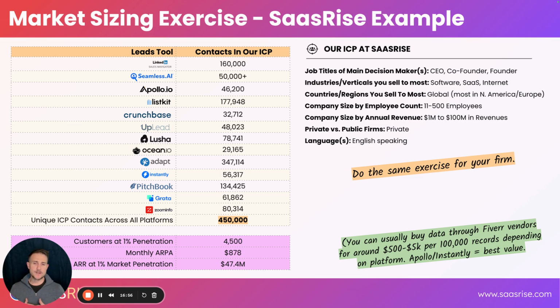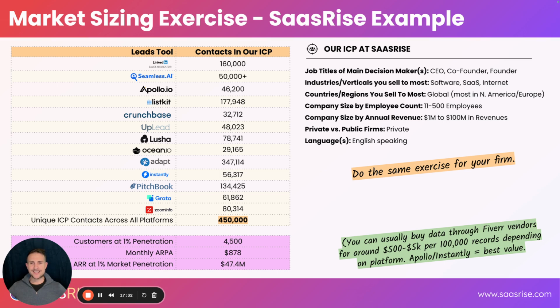And what we did is we looked at all the main lead prospecting tools from LinkedIn Sales Navigator to ZoomInfo. And we added up all the contacts that are in our ideal client profile, which you can see there is defined on the right. And once we exported the list from all of these various platforms, we ended up with about 450,000 unique contacts in our ICP. And that's a rough estimate because, to be honest, we've only had enough capital to buy about half of these lists so far. So there might even be more than 450,000 once we actually get them all.